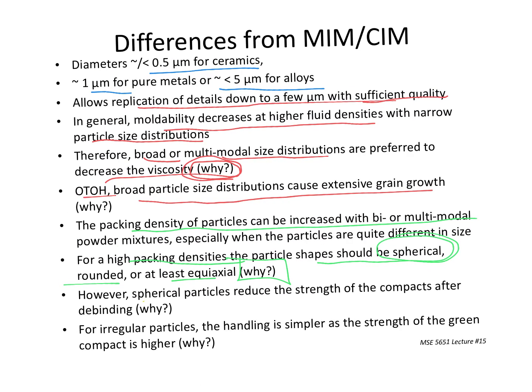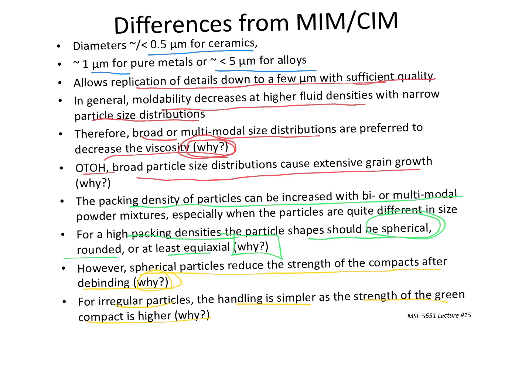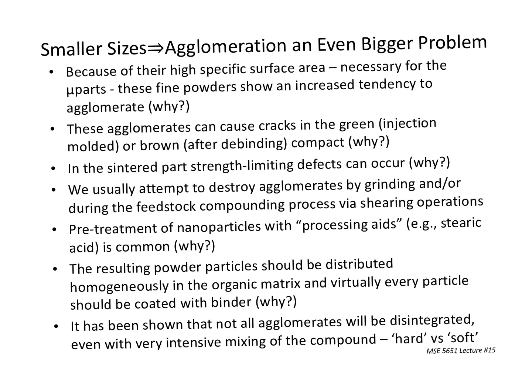We do know that spherical parts reduce the strength of the compacts after debinding. We should know why, because they don't stick to each other very well, all right? The saving grace is that these are very small parts, so the effects of gravity tend to be minimized, so it's not as bad of a problem, but it still is an issue. If you have irregular particles, the handling is simpler as the strength of the green compact is higher because they interlock with each other. We've talked about that. So that's, again, you're playing the game.